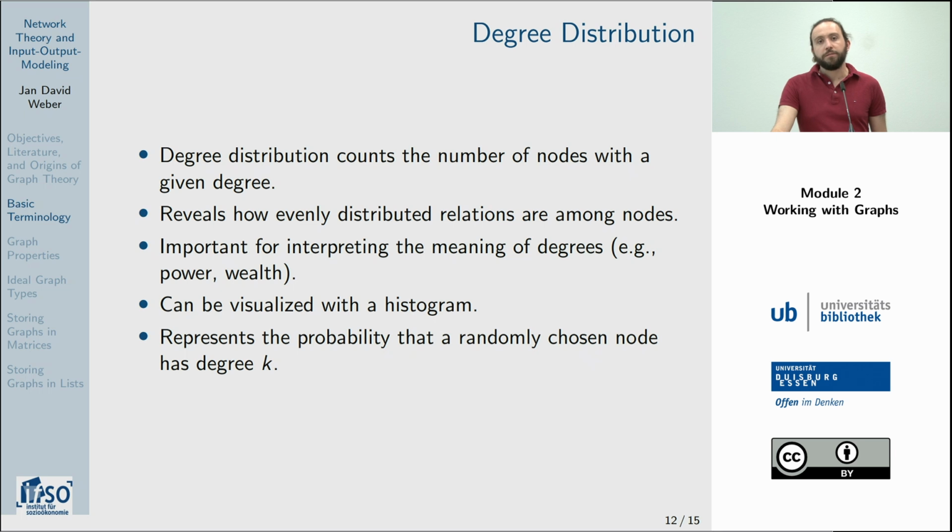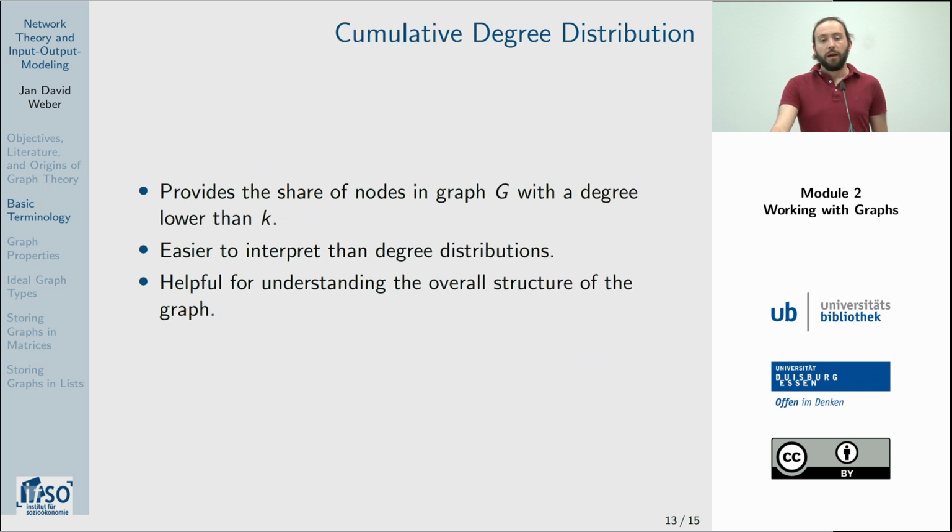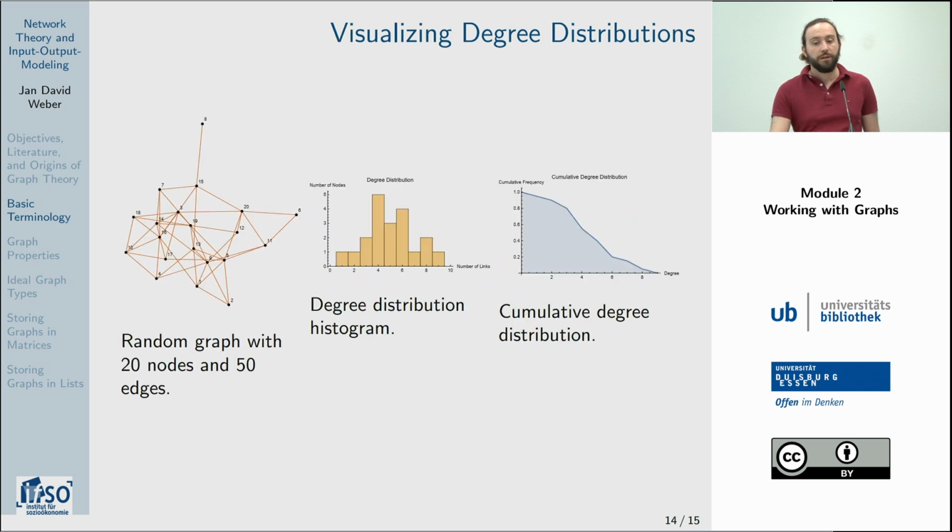And not just the degree distribution is really important, also the cumulative degree distribution is of importance, because here we have the share of knots in a given graph with a degree lower than k. So also here, visualization is coming up on the next slide. But it's easier to interpret than a degree distribution, because you have the cumulative aspects of the graph, and you see how many outliers you have, where the bulk of the knots are, how their degrees are. And it is also really helpful to understand the overall structure of the graph.